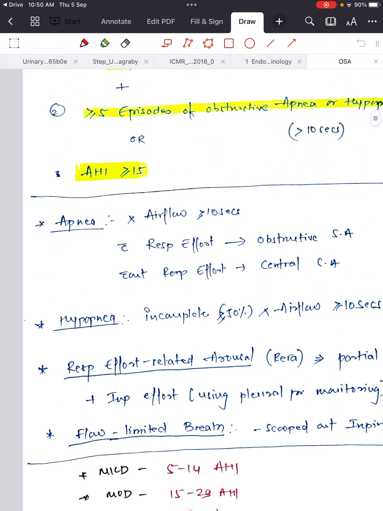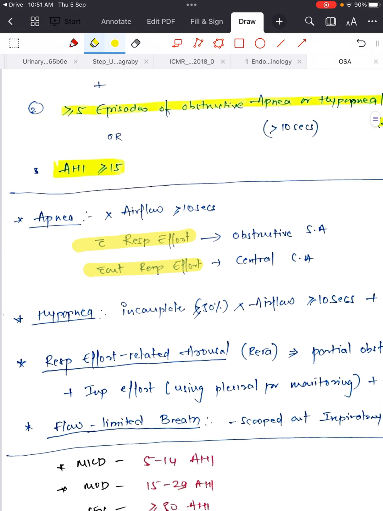Some of the definitions: when do you call it apnea? There is a complete cessation of airflow for more than or equal to 10 seconds. There can be two possibilities, with respiratory effort or without respiratory effort. If the respiratory effort is present, it suggests obstructive sleep apnea. If there is no respiratory effort, that means it's central sleep apnea with apneic episodes.